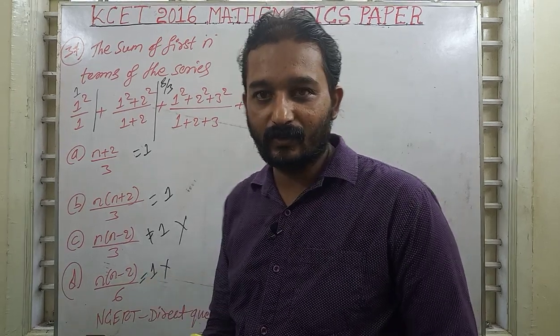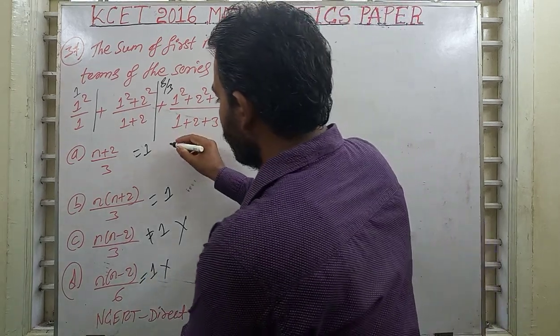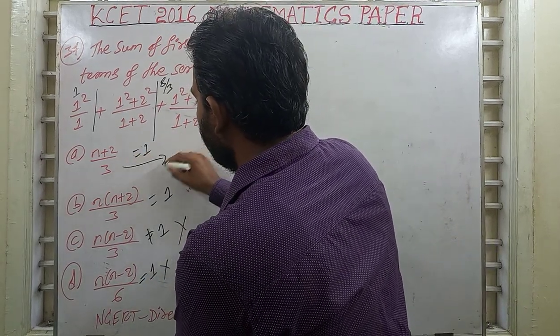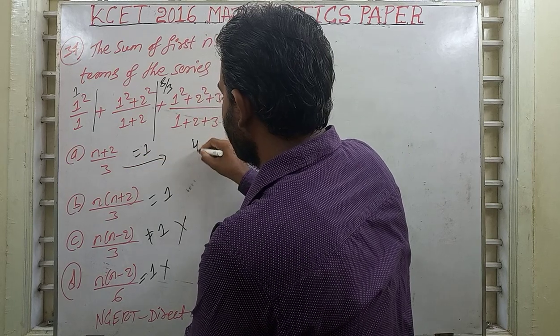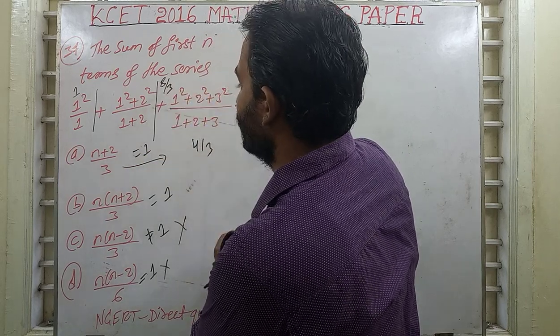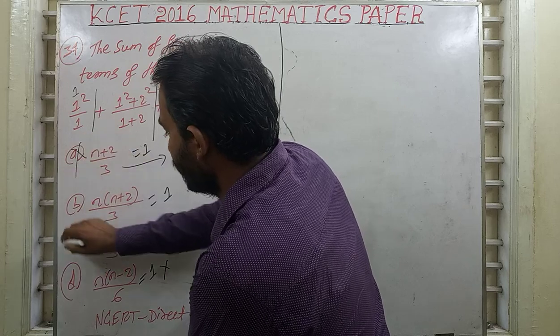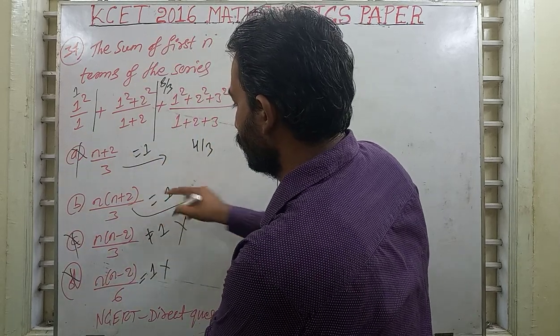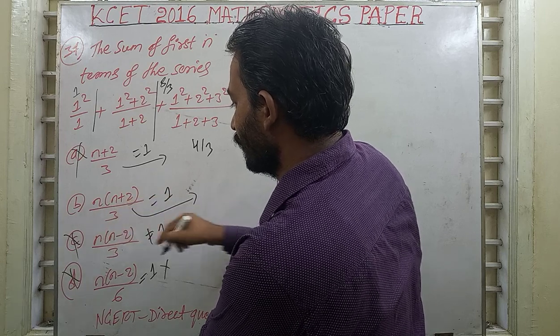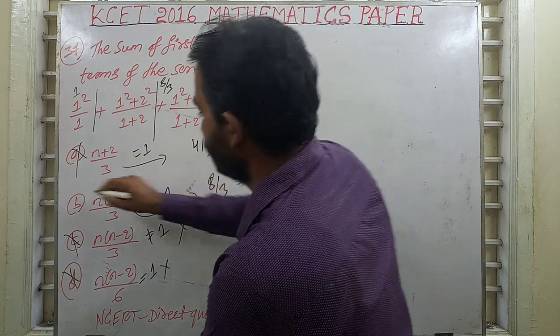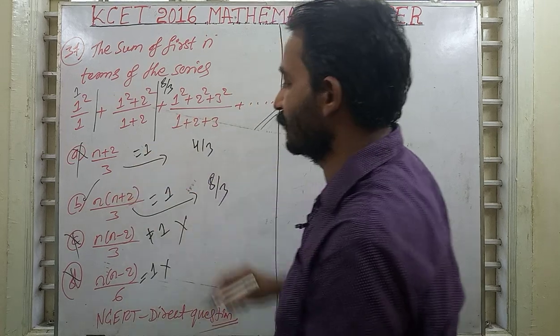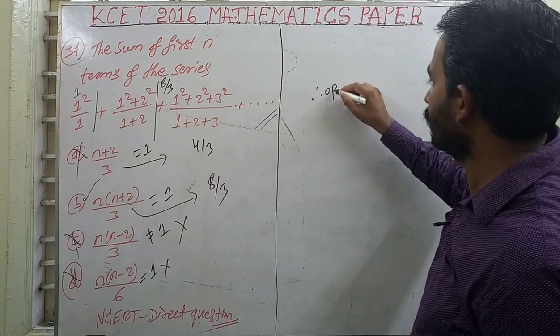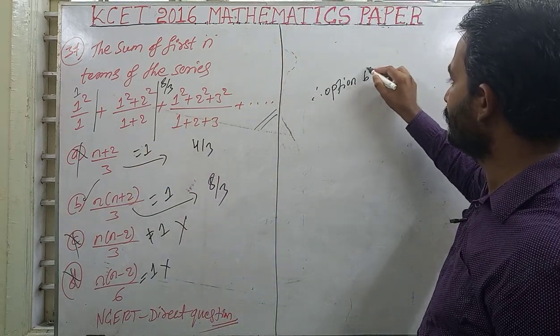Put n is equal to 2. So put n is equal to 2. This becomes 2 plus 2, 4 by 3. But our answer is what? 8 by 3. This is wrong once again. So next, put n is equal to 2 in this case. 2 plus 2 is 4, 4 2s are 8. 8 by 3. Yes, it is correct. So option B is the good answer. Therefore option B is correct.